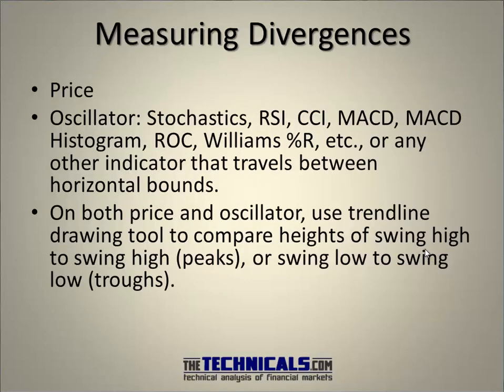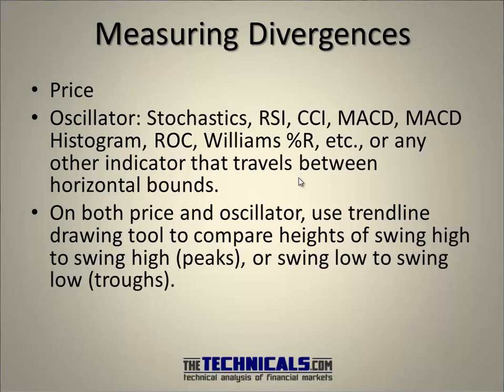So how do we measure divergences? Well, number one, we measure price. We have price on the top of our charts. Number two, we measure an oscillator, whether that oscillator is a stochastics, an RSI, a CCI, MACD histogram, ROC, Williams %R, or really any other indicator that travels between horizontal bounds.